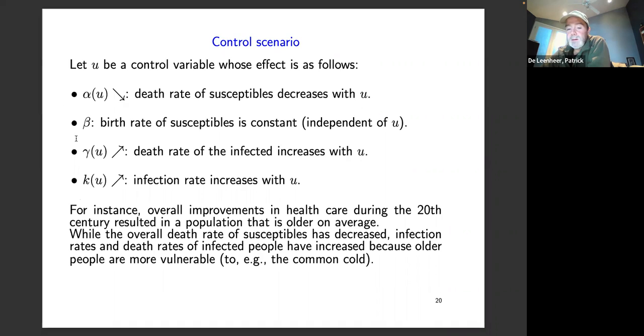Okay, so the first part, that alpha decreases, is because we have better healthcare, and gamma and K increasing I argue as follows. The death rate of infected people actually increases because we may have more older people, right? We live longer, so we'll have more older people, and they are more susceptible to, say, the common cold, so they might die, and overall that leads to a death rate that's increasing, and the infection rate also increases. There's more mobility perhaps, and so we get more encounters, so the infection rate increases.